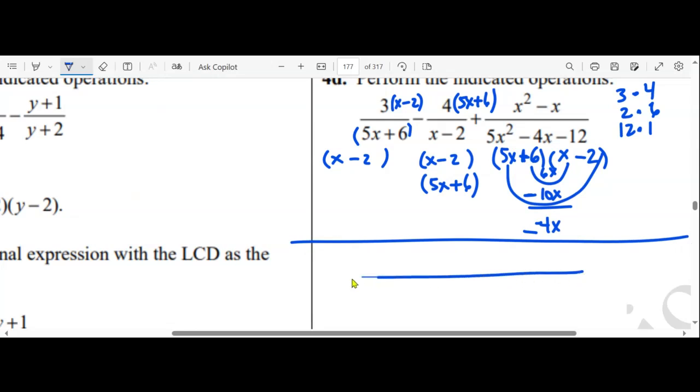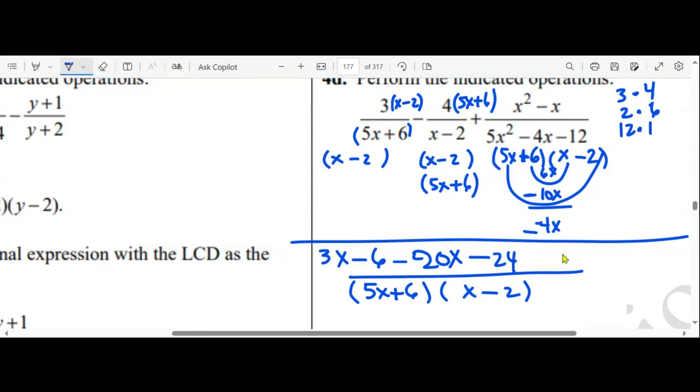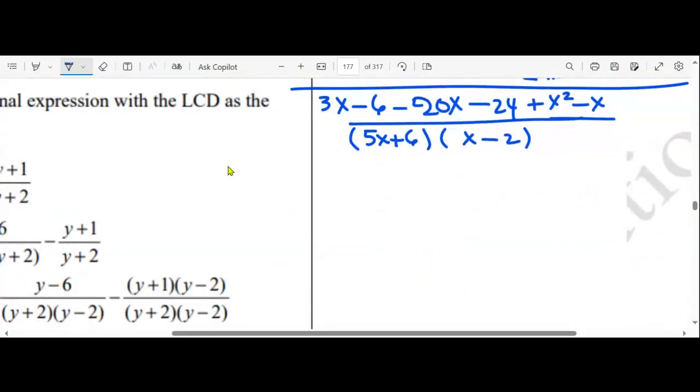Now we have the same denominator. What's the same denominator? All this. So it's going to be 5x plus 6 and x minus 2. What about the top? The top will be 3x minus 6 minus 20x minus 24. And what about this one here? It's going to be what? x squared minus x. Now what should I do next, Ryan?